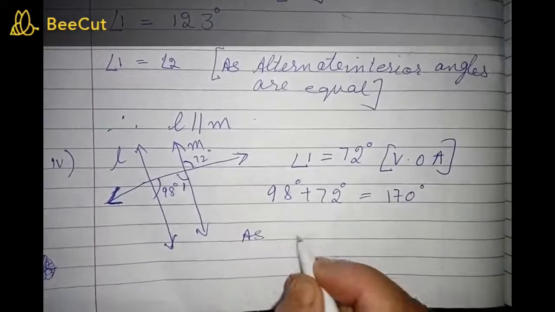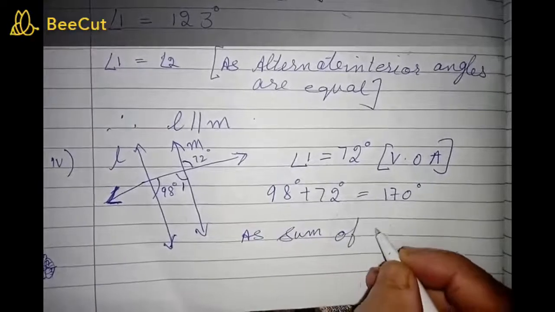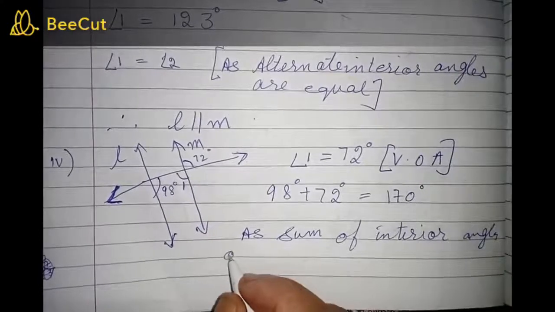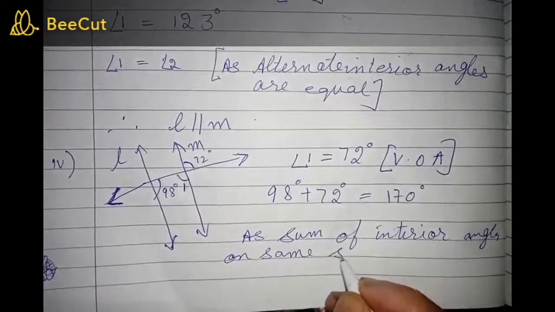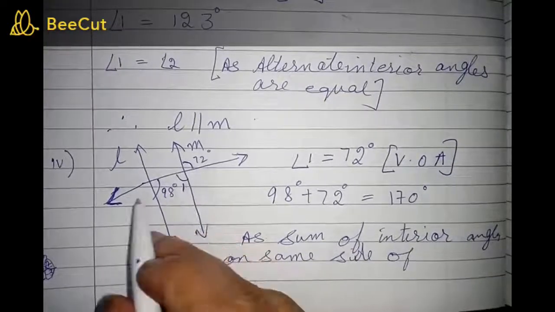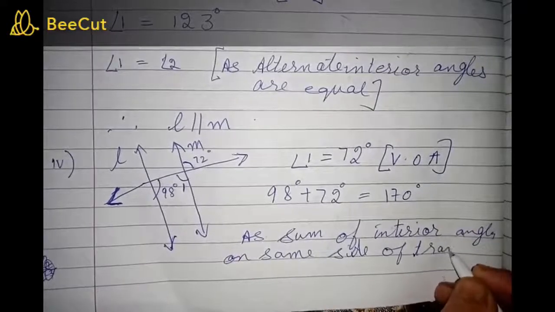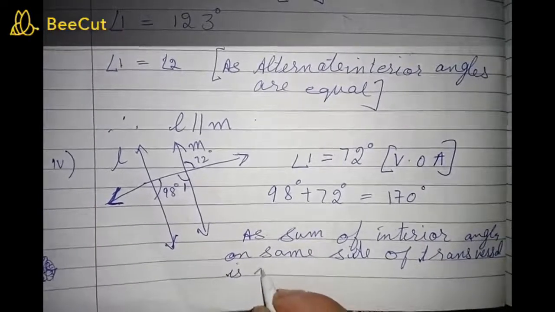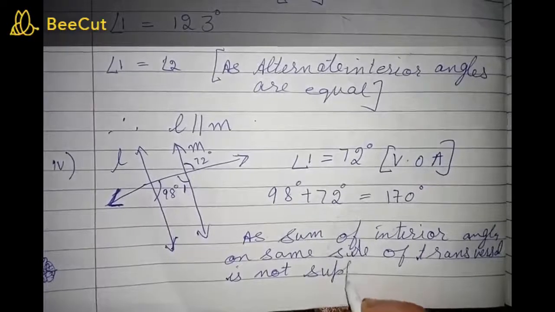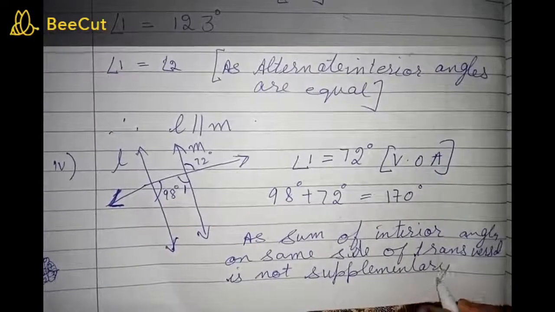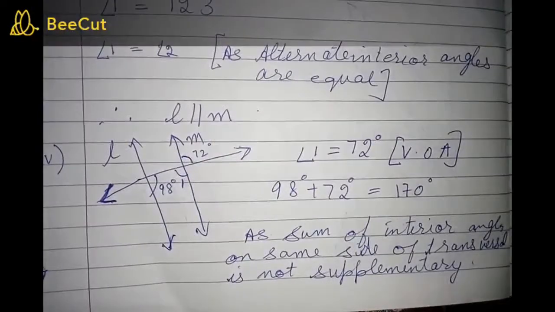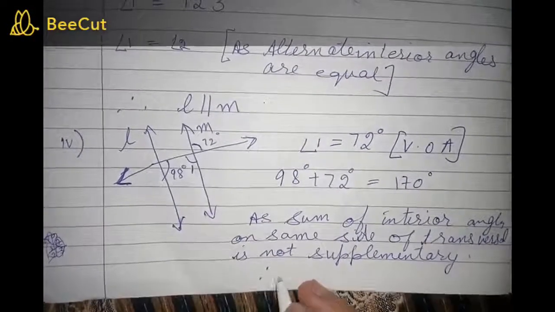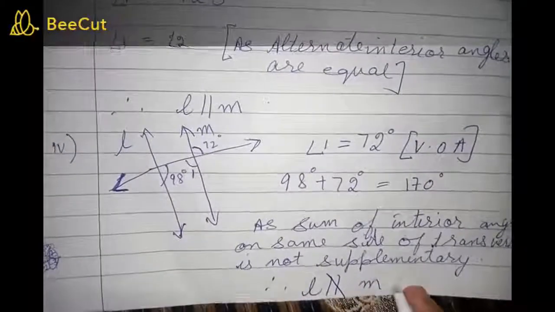So same reason as we did earlier also, as the sum of interior angles on same side of the transversal is not supplementary, angles are not, as the sum of interior angles on same side is not 180 degrees supplementary. Therefore, L is not parallel to M.